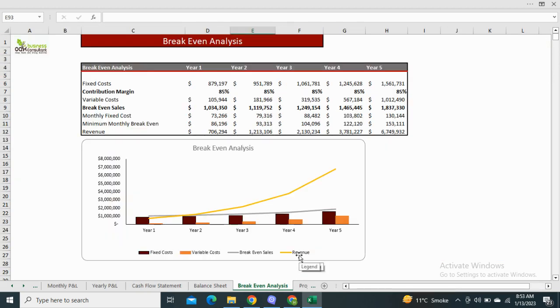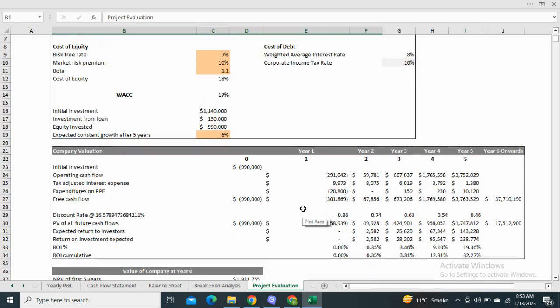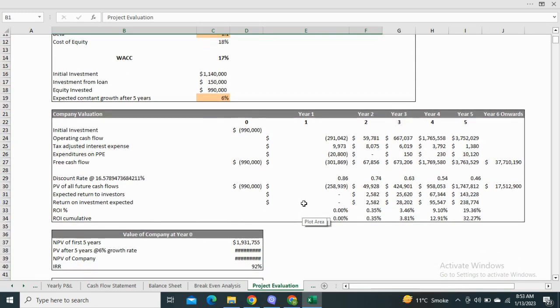Next, we have the break-even analysis, the point at which the cost and income of your business are equal. The model shows the break-even with respect to the sales amount as well as the number of patients growth rate. Next, we have the project evaluation, which shows the value of your company at year zero. It also shows the burn rate analysis and minimum investment required.